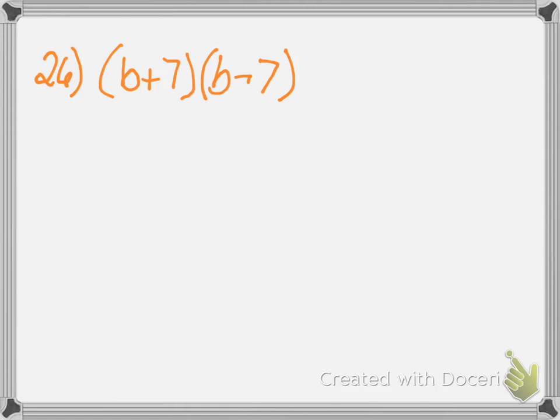Last one. You can either FOIL this or you can use the rules. Using the rules, the rule says you square your first term, so that's b squared, minus you square your second term, which is 7 squared is 49, and that's your answer. When you FOIL this, what you'll notice is your middle two terms are going to cancel out and you still get the same answer. Study tonight. Your test is tomorrow.